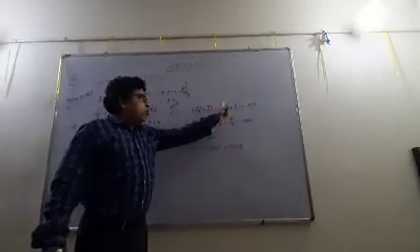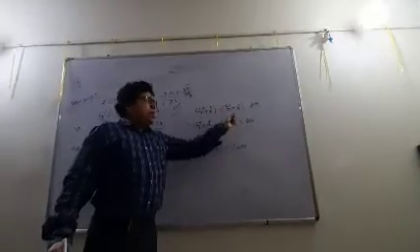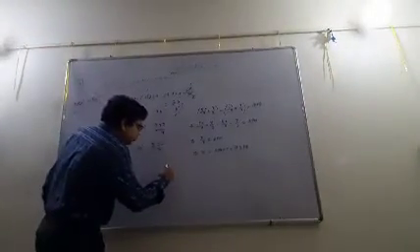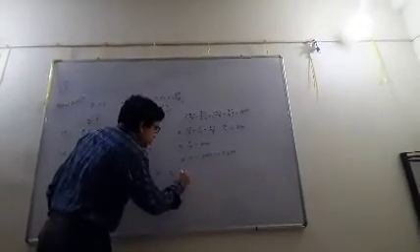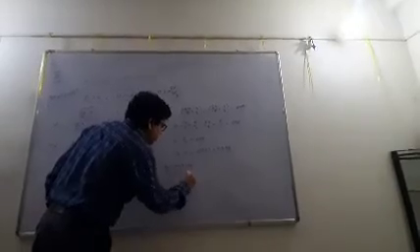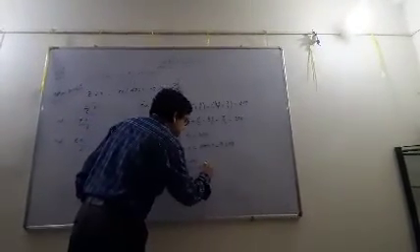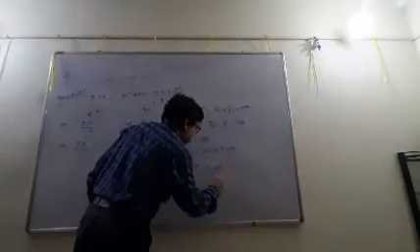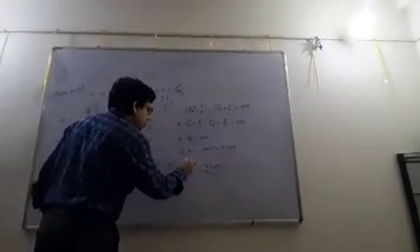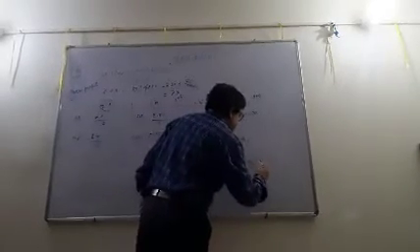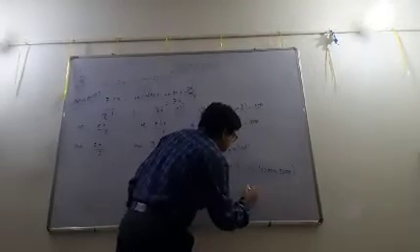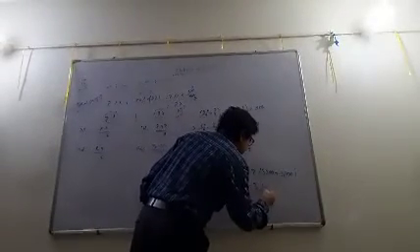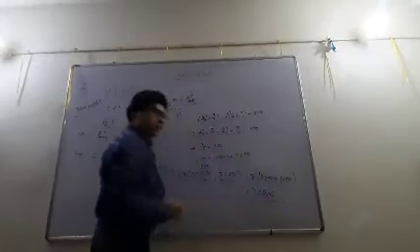Once we get the value of x, we can easily find the profit of the first friend by putting the value of x into this expression. So the first friend's profit was rupees 4 into 7200 by 9 plus 7200 by 2. That means rupees 3200 plus 3600, that means rupees 6800. And this is the answer.